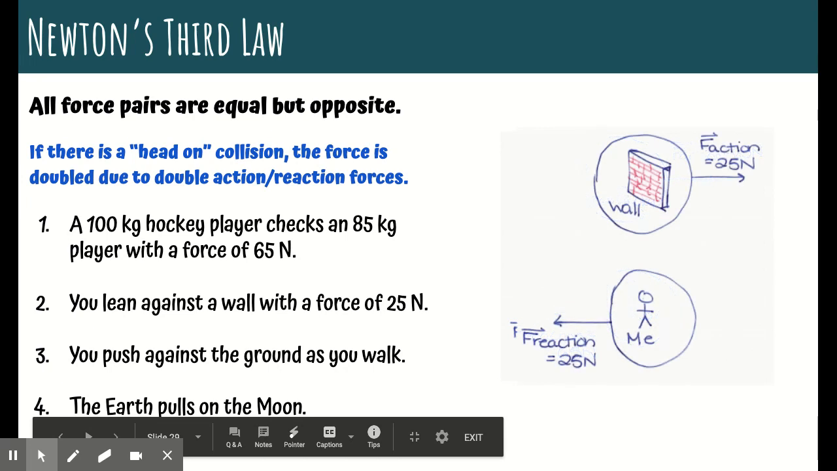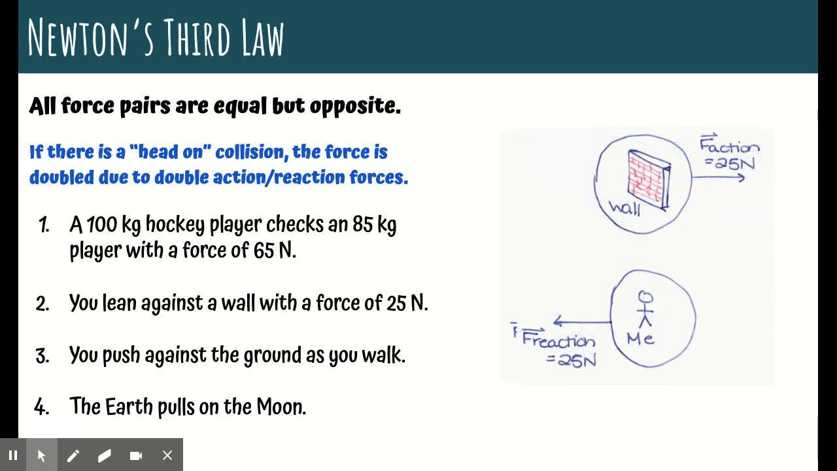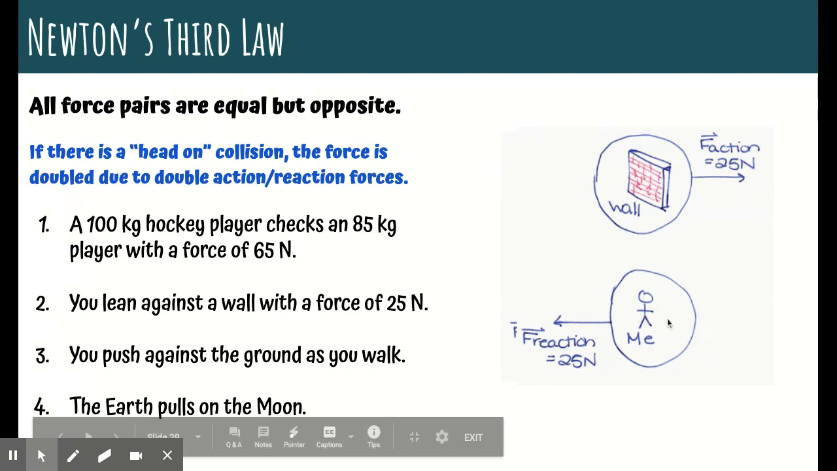Another example could be that you lean against a wall with a force of 25 newtons. So you're not applying a lot of force, you're just kind of leaning up against the wall. So your body is applying an action force of 25 newtons to the wall, but the wall is also giving you the reaction force. So the wall is applying a force of 25 newtons back on you, which is why you're not accelerating through the wall. You're not falling through the wall.